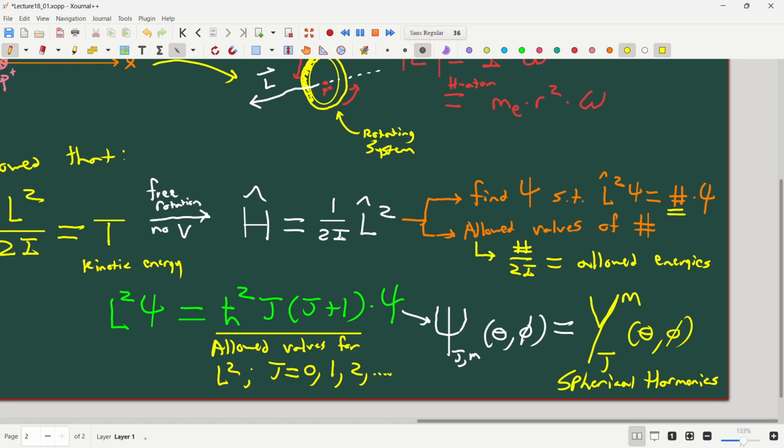All right, so I want to go back and talk a little bit about this m number today. We really haven't talked about it too much. We understand j. So j measures the total angular momentum of the electron, how fast it's spinning. L is proportional to omega; R squared and the mass are fixed. So L squared is going to be proportional to the angular frequency. The faster it spins, the larger L is.